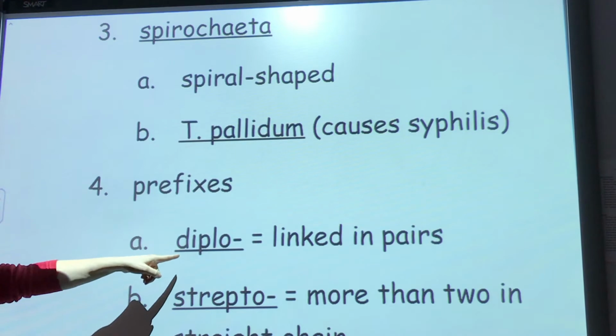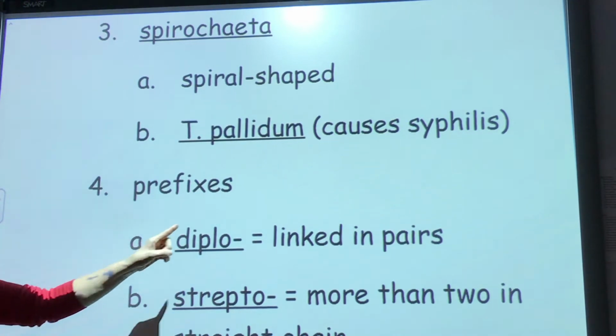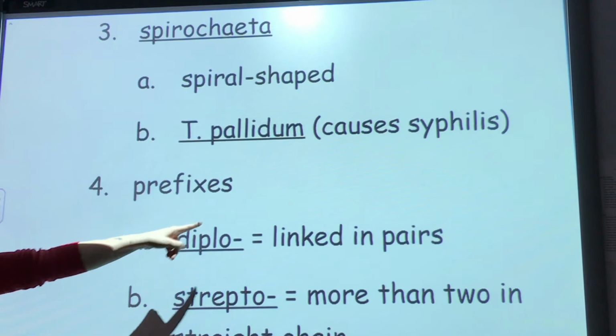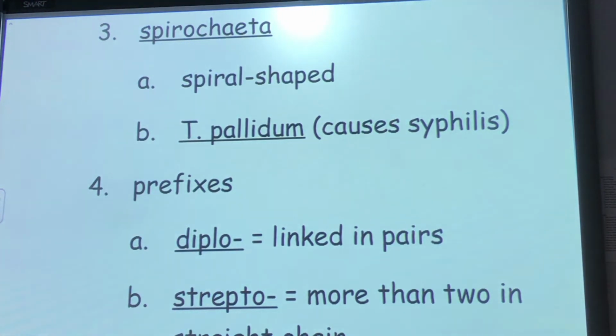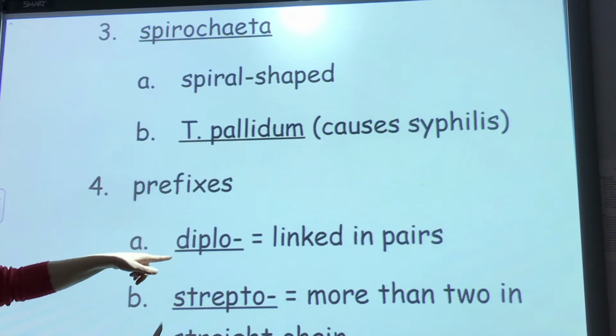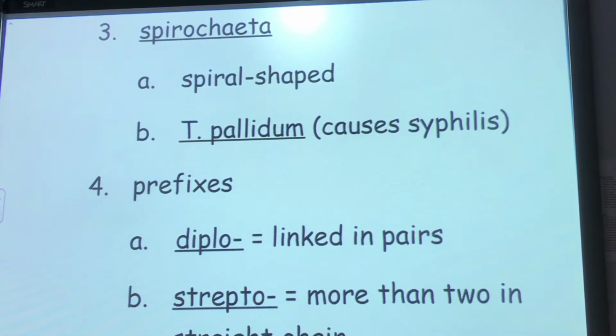We use the prefix diplo to say that they're linked in pairs. So if I told you that a certain bacteria was a diplobacillus, you would know that that was a bacteria that what? If you said rod-shaped and linked in pairs, then you're correct. Okay, but you can also have Diplococcus bacteria, two little balls stuck together.